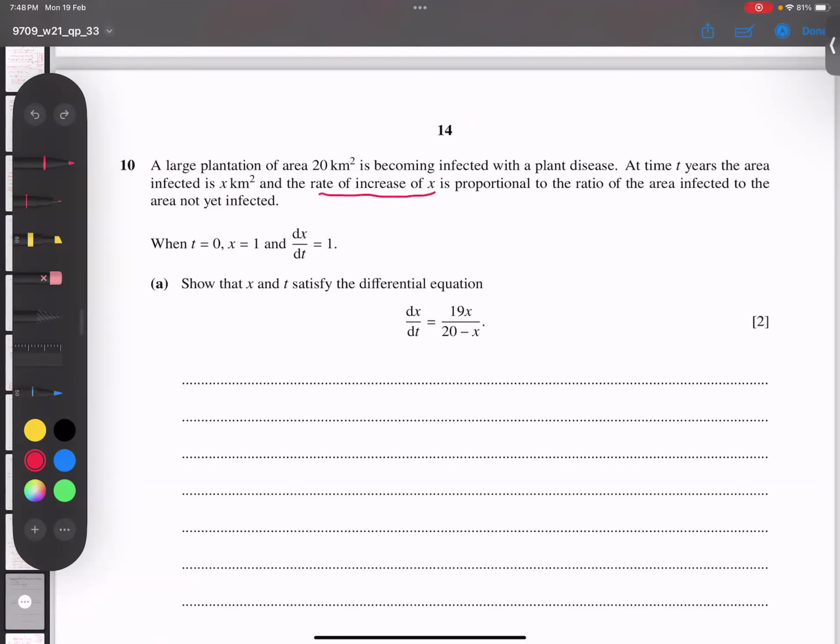The rate of increase of X. Rate is a very important thing: whenever the word rate comes, I will use d over dt. This is one of the most important points. For example, rate of increase of X, how do we write it? dx over dt. So the rate of increase of X is dx by dt, and this is very clear.